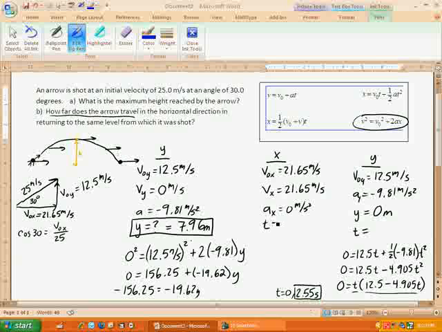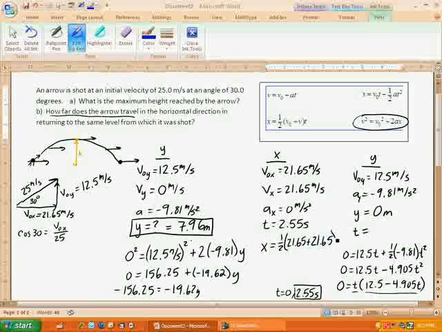And so now I can find the horizontal displacement by using either of these equations here. I'm going to go ahead and use this one. It looks a little bit easier. So we'll say x is equal to 1/2 the initial velocity, which is 21.65, plus the final velocity times the time, which is 2.55.